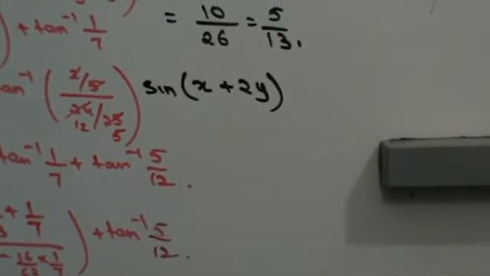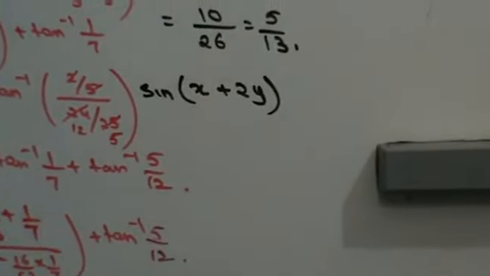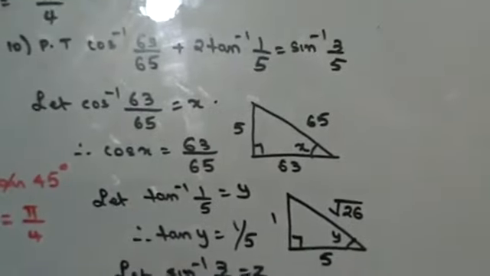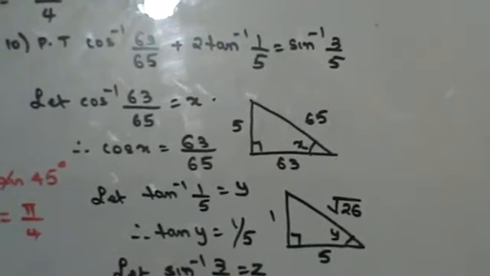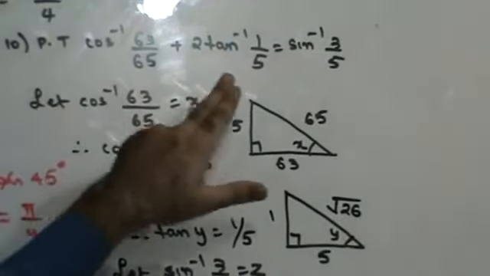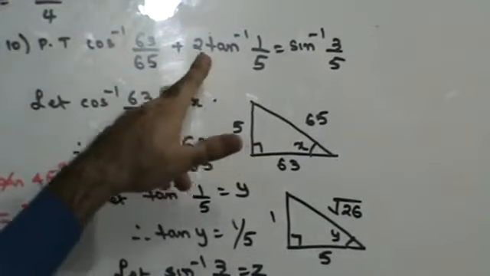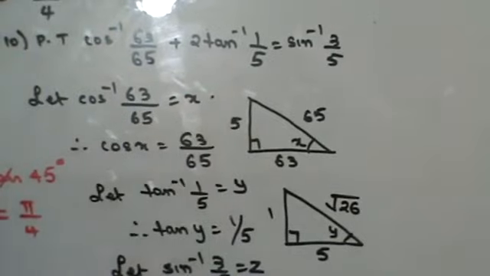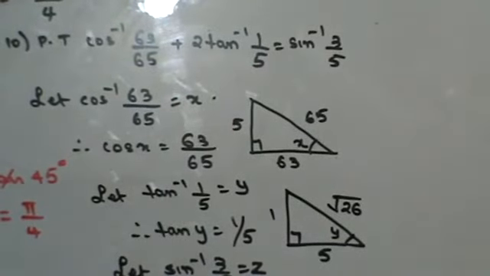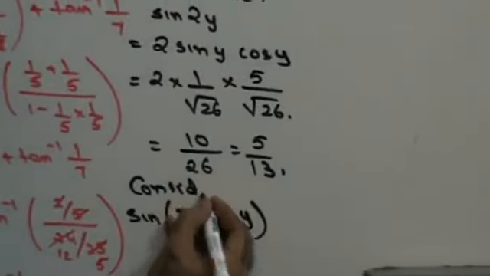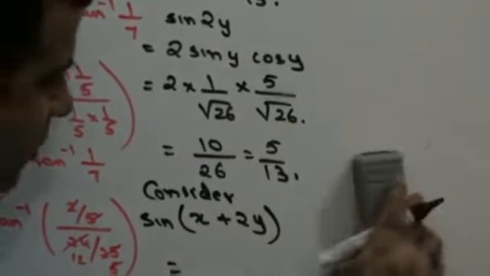Do you understand how I get this? Guys, take the variables from the left hand side, take the function from the right hand side. This is x, this is y. These are my two variables on the left hand side. The function on the right hand side was sine inverse. When I bring it on the other side, it becomes sine. So I'll say consider sine of x plus 2y.